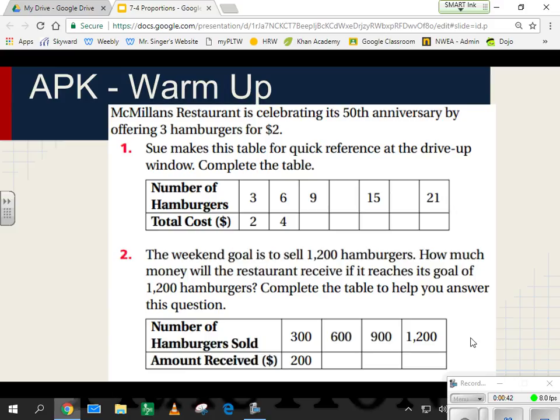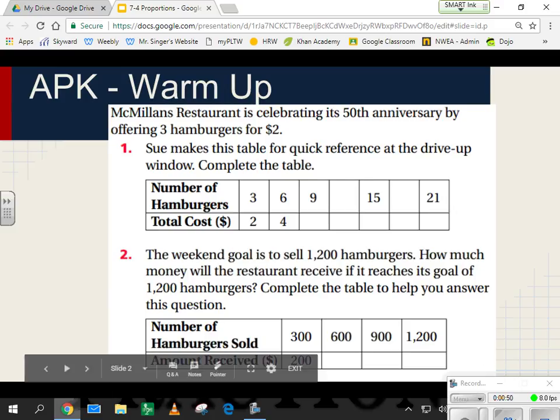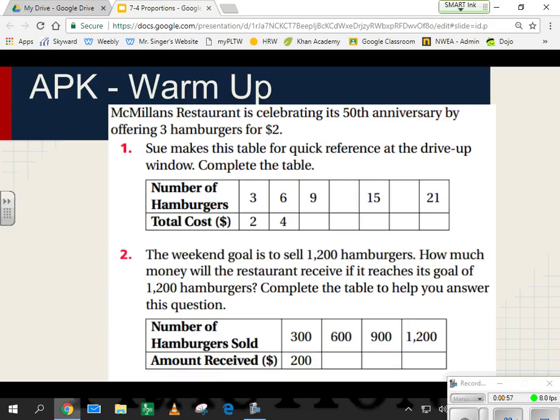They want to know how much money that would be, and they have different goals that they're going to look at: 300, 600, 900, and 1,200. Go ahead and fill those in. Come back when you're done. Remember, this is basically looking at patterns. So look for the patterns that match the tables.